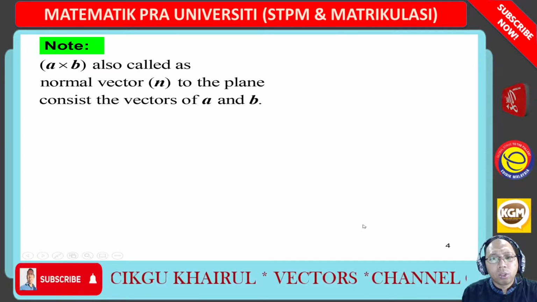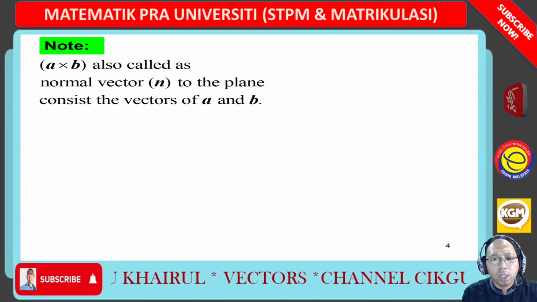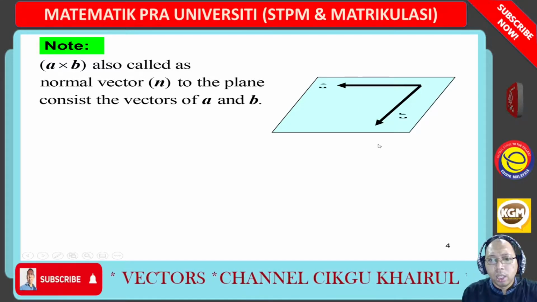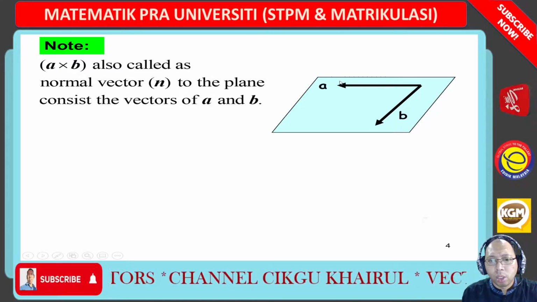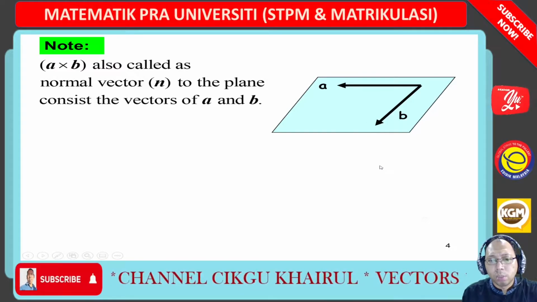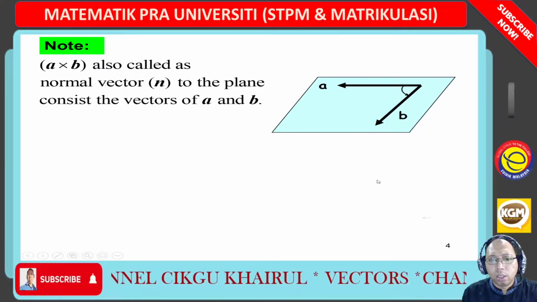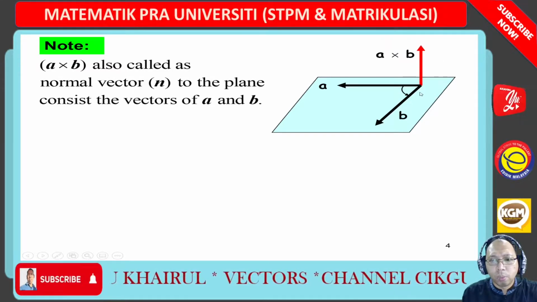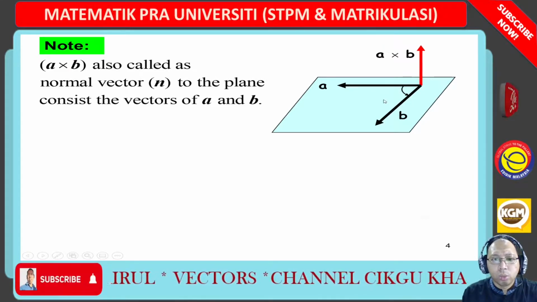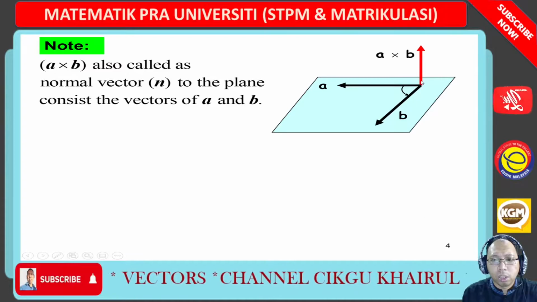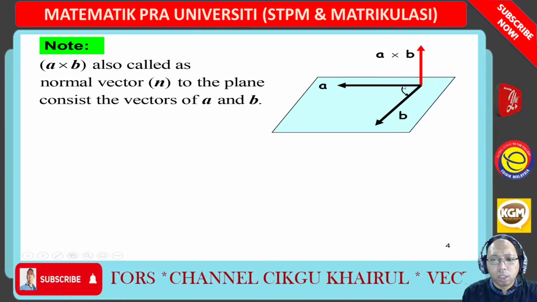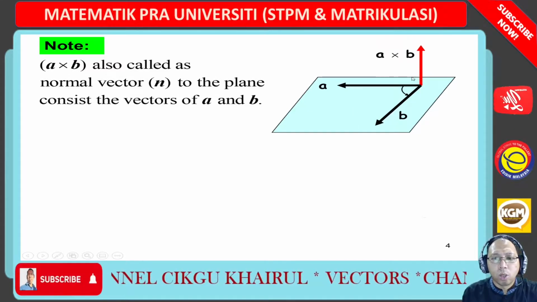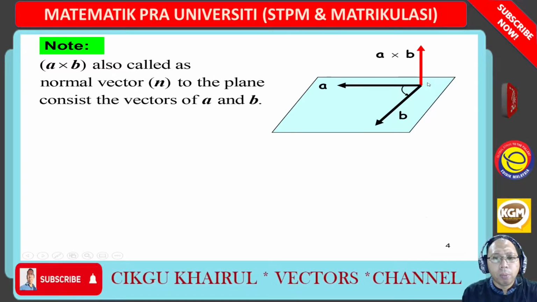Then we find A cross B, also called the normal vector to the plane, which consists of the vectors A and B. Okay, let's say we have a plane, vector A and vector B. When we cross this one, A cross B, we will get the normal vector. Okay, the red one is the normal vector to the plane, which is perpendicular to the plane. This A cross B is perpendicular or 90 degree or orthogonal to the plane. Okay, every plane has its own normal, and the normal must be 90 degree or perpendicular to the plane.